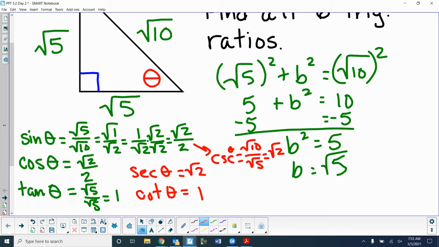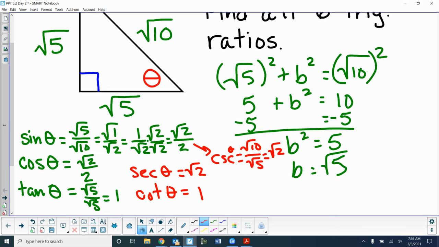Number 12 is a 45-45, just like the warm-up. So same answers as we got on the warm-up. So sine is radical 2 over 2, cosecant is radical 2, cosine is radical 2 over 2, secant is radical 2, tangent and cotangent are 1.